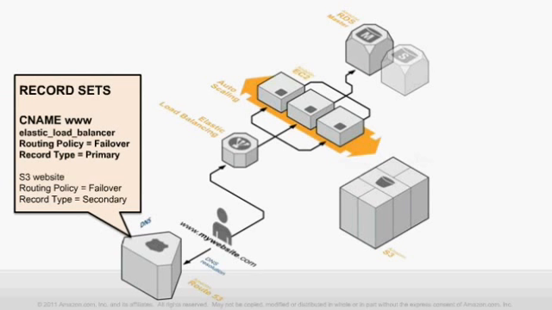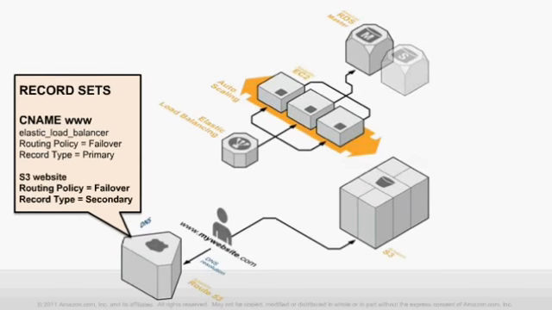And I defined a routing policy of failover as well for www.mywebsite.com. But I defined a record type of secondary. So what happens? Well, in a case where you set up a Route 53 health check against your load balancer, or in the case where it actually can't send traffic to that primary route, it's going to push traffic to the secondary route.